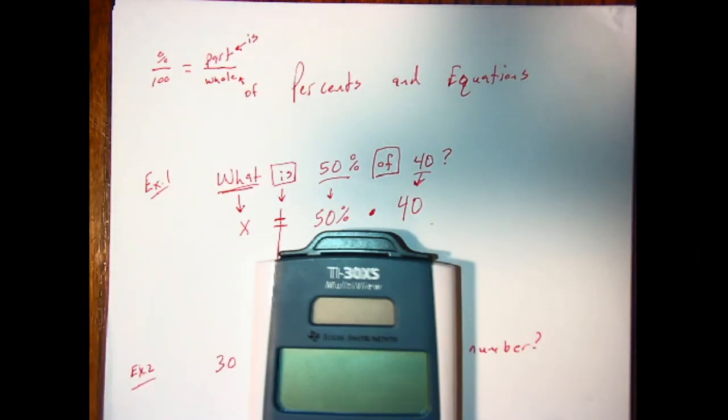So we would just put it into our calculators, okay, let me clear this. We would do 50%, and on this calculator it does percentages. Of is multiply and then do 40, and there is our answer.